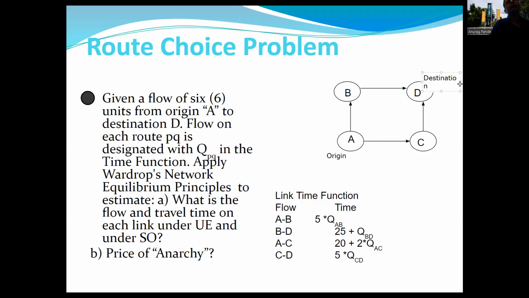And these are all one-way links. That's what it's denoted here. D is my destination. Because these are all one-way links, you can either take the ABD path or you could take the ACD path. So these are the two paths, route 1 and route 2 you have.